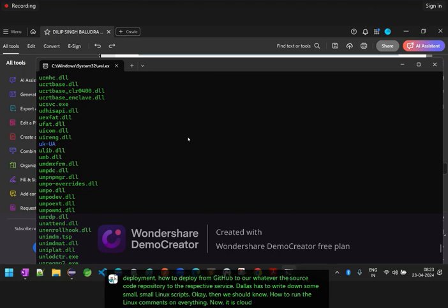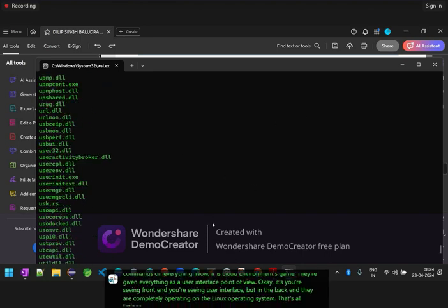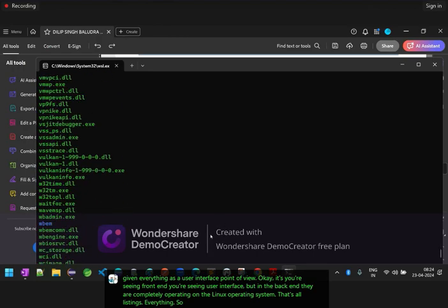Nowadays cloud environments came. They give everything as a user interface. You are seeing the front end, the user interface, but in the back end they are completely operating on the Linux operating system: AWS, Azure, Google Cloud, everything. So this is all about Linux.